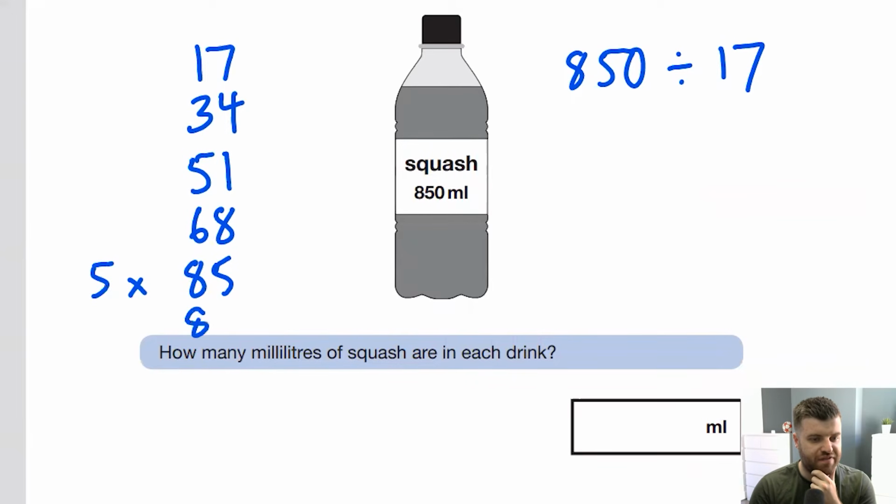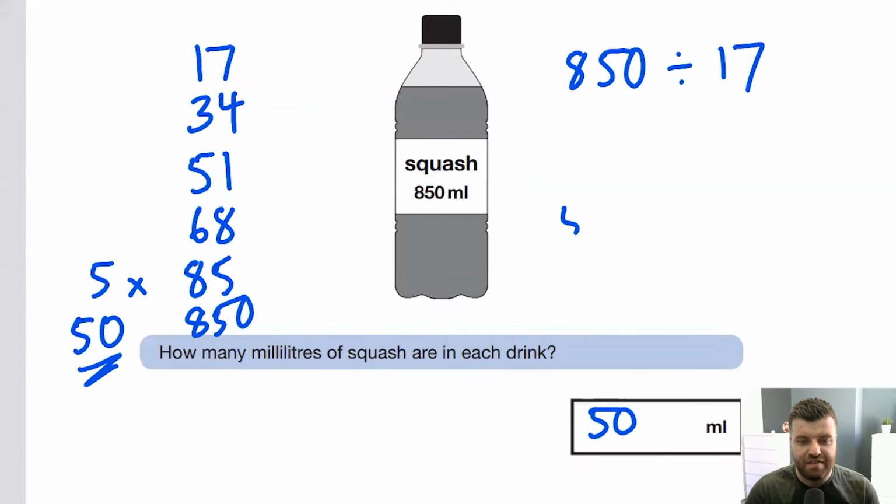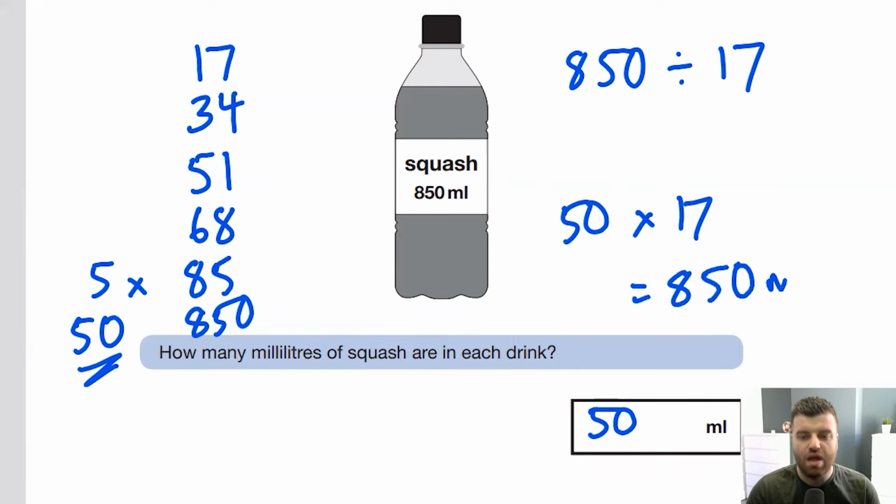So 850 milliliters used is going to be 10 times as much squash, which is 50. So we get 50 lots of squash in each drink, because that way 50 multiplied by 17 drinks would take us to our total, and the whole amount has been used up. The answer is 50 milliliters of squash is put into each drink.